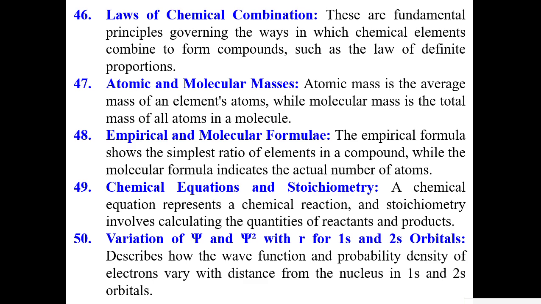Then, when chemicals combine and products are formed, there are fundamental principles governing the ways in which chemical reactions combine to form the products, such as the law of definite proportions. 1 mole of A is reacting with 1.5 mole of B to give 3 moles of C. That is just a typo. So, in what proportions are there? 1, 1.5, and 2, like that. That is the proportionality of the reactants and mixtures. Then, atomic and molecular mass we have already seen. Empirical and molecular formula we have already seen. Chemical stoichiometry we have already discussed.